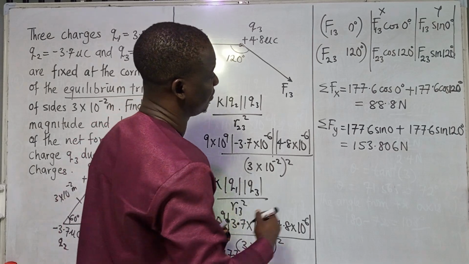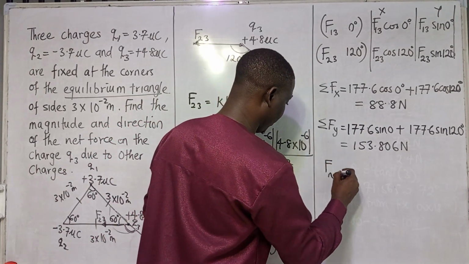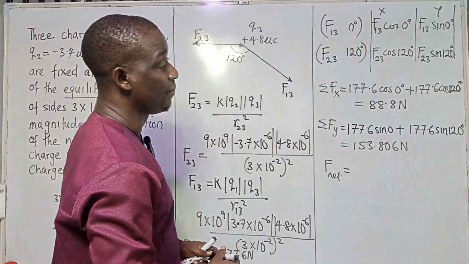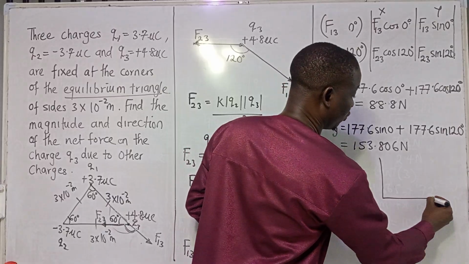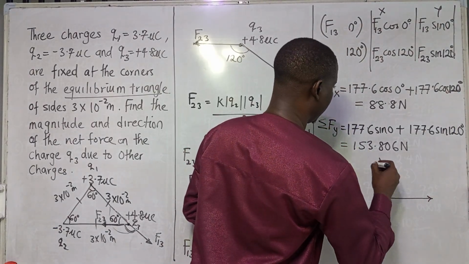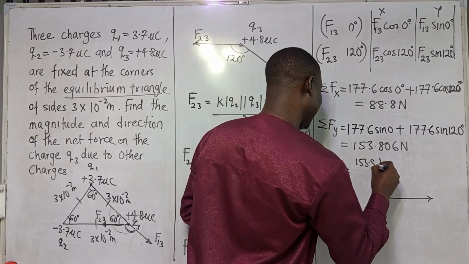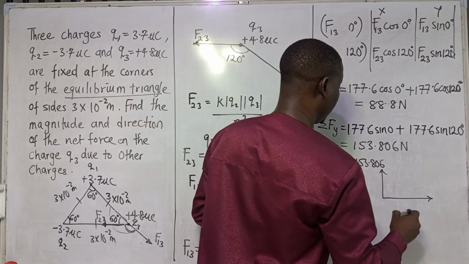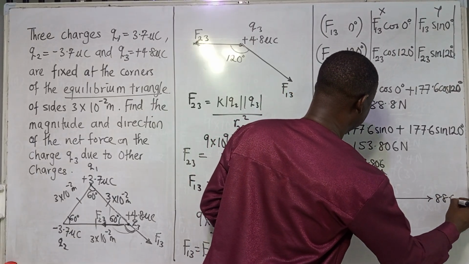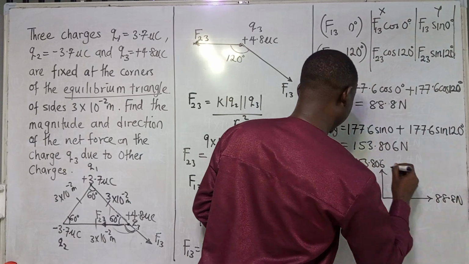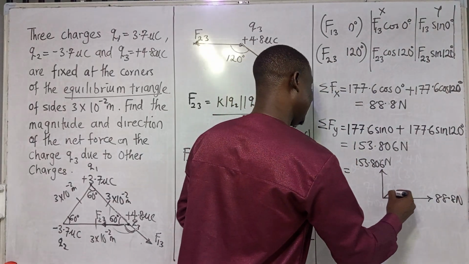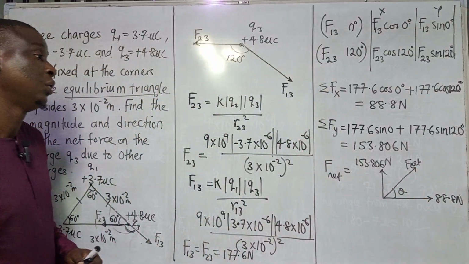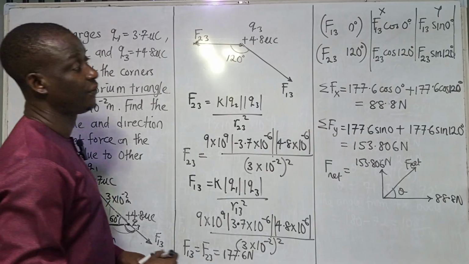Now, to find the final resultant, the net force, we have resolved it. We have turned it into two dimensions, in the first quadrant. Look at it. One is 153.806, which is on the y direction. The other one is 88.8 Newton. So now, this is the net force we are looking for, and this will be the direction we are looking for. So it's very easy now to solve our problem.